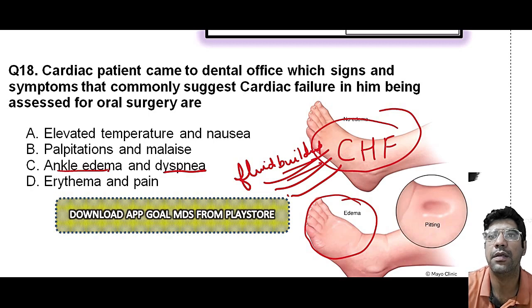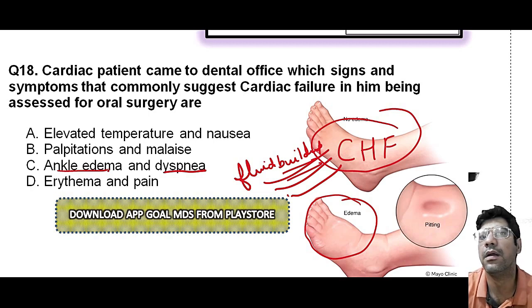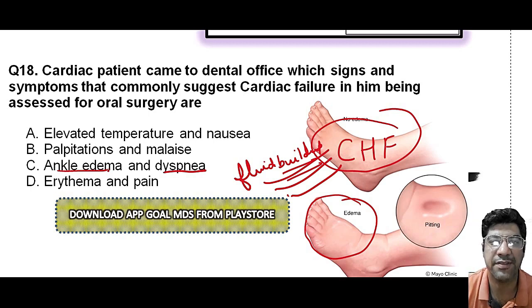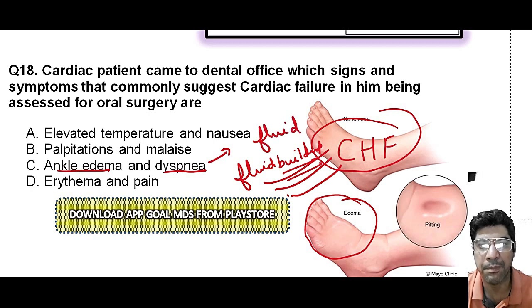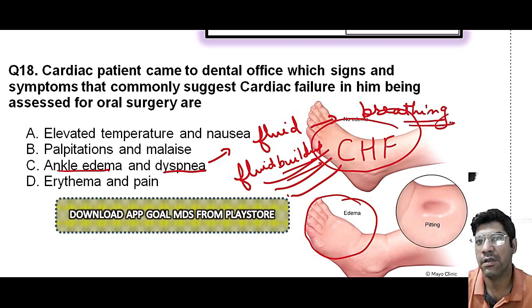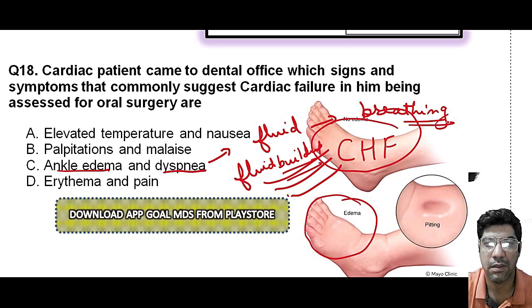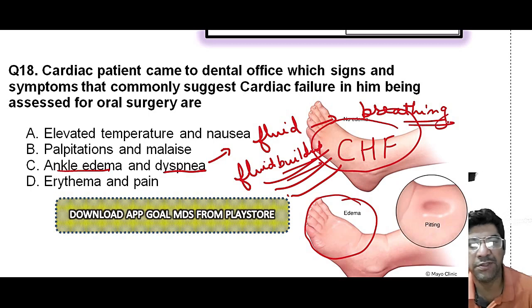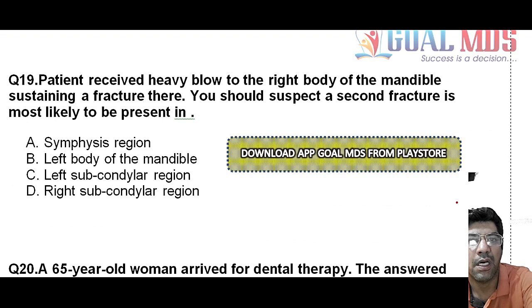Dyspnea means shortness of breath. It is another hallmark of heart failure. As the heart's ability to pump blood decreases, it can lead to fluid accumulation in the lungs. That fluid accumulation in the lungs will cause difficulty in breathing. Other options may be associated, but they are not specific to cardiac failure, and they are less likely to be directly related to heart failure. So the answer here is C.